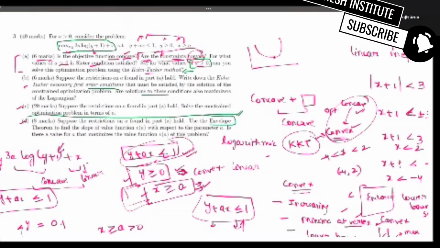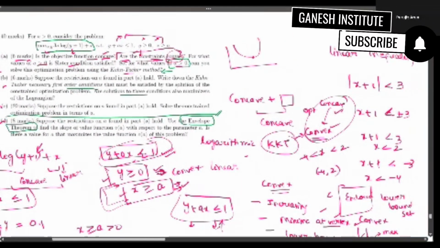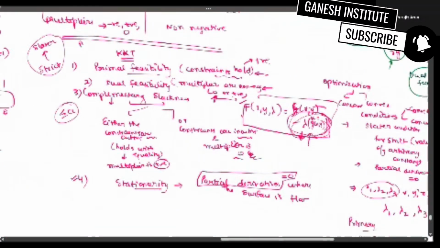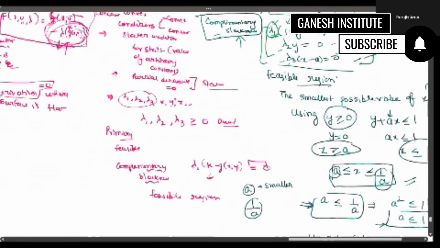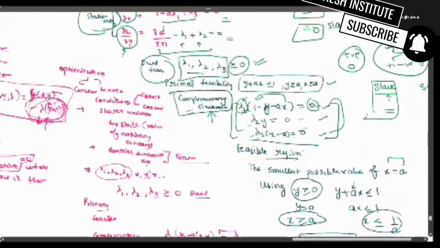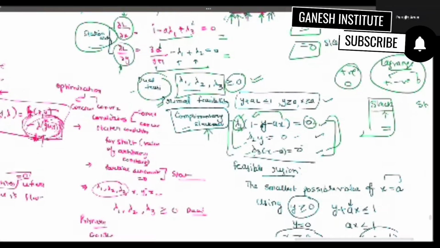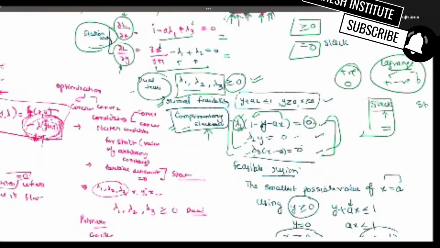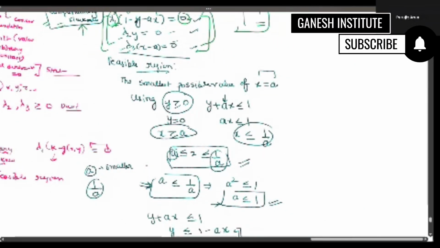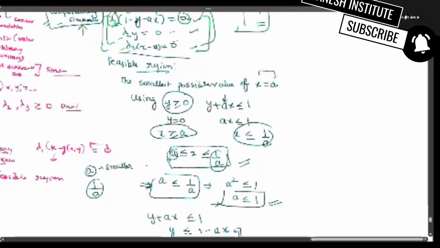Then there is another part wherein we have to use another theorem, which is the envelope theorem. So I'm covering A, B, C together. Firstly, I have jotted down all of the conditions, which are stationarity, dual feasibility, primal feasibility, that is the constraint, and complementary slackness. Now I need to find out the value of A, so I'm considering all those conditions.